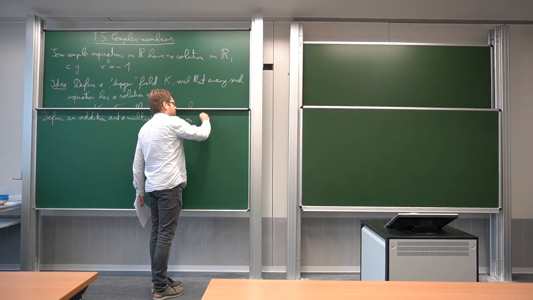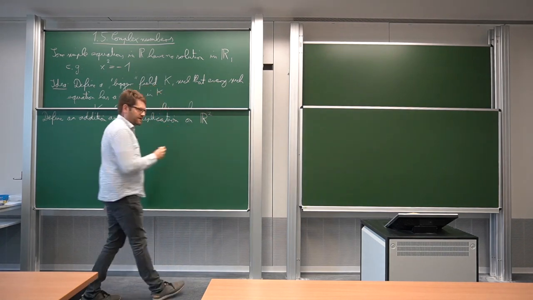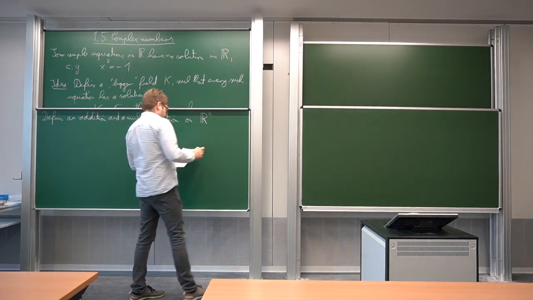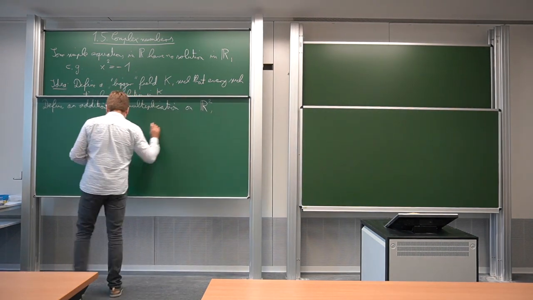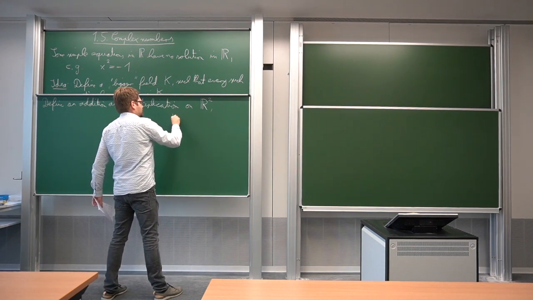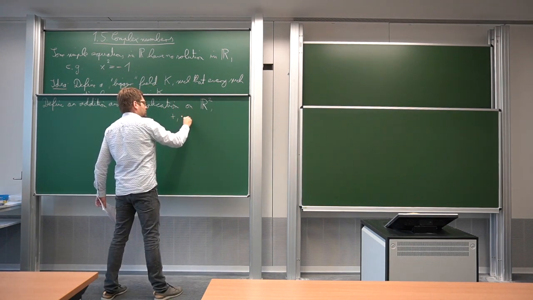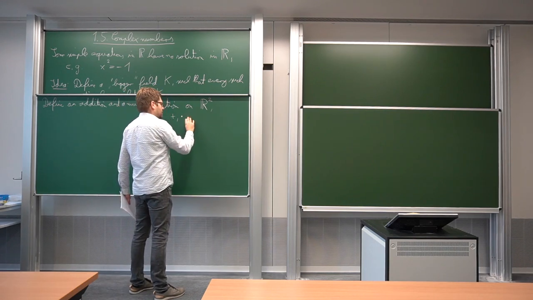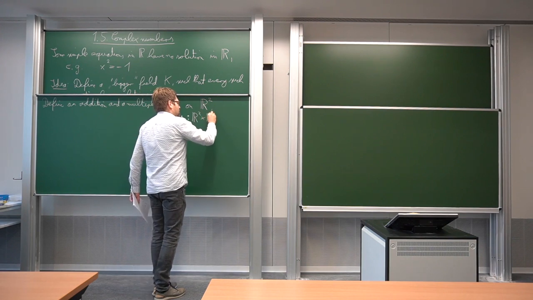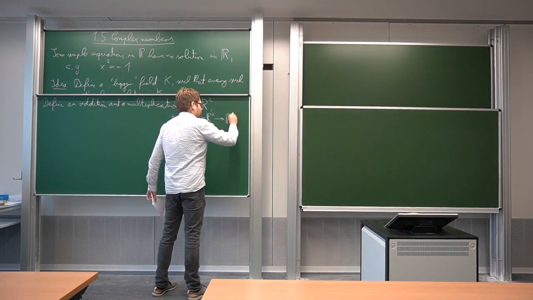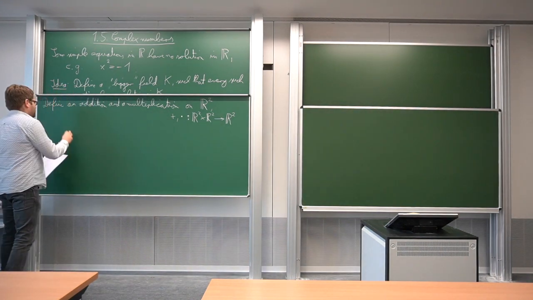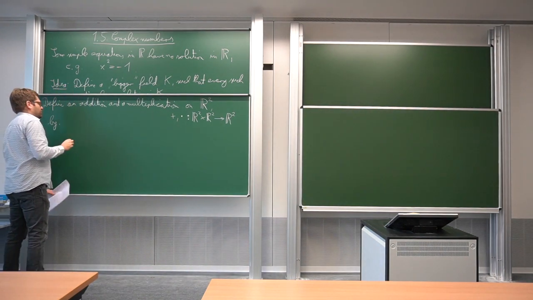So R2, so R squared, so pairs of real numbers. And we now define some rules of how to add and multiply them. First of all, by this I mean, of course, operations which are called plus and dot, because these should then be the field operations from R2 times R2 into R2. So we take two elements of R2 and get one element back. And these should be defined by the following rules.